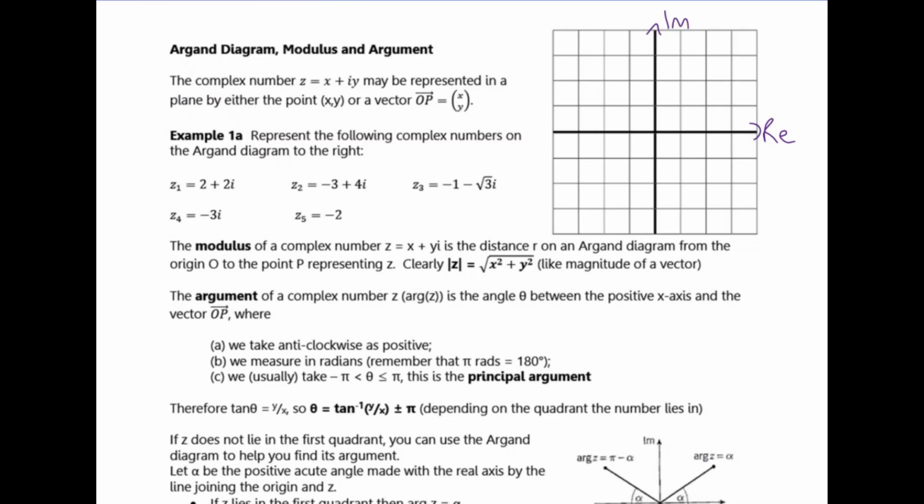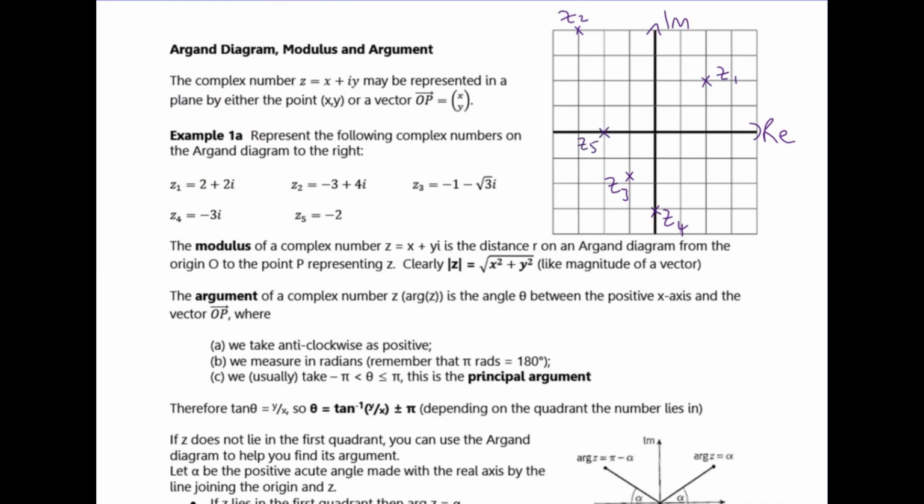So in this example 1a here, we're just going to plot some of these. So z1 is at 2 plus 2i. Just go along 2 and up 2 on the imaginary axis. Z2 is at minus 3 on the real axis, so 3 to the left, and at 4i up here. Z3 is at minus 1 minus root 3, so somewhere down here-ish. Z4 is purely imaginary, so we'll be on the y-axis. But minus 3i is down there. And Z5, that's purely real, so that will just be on the real axis.